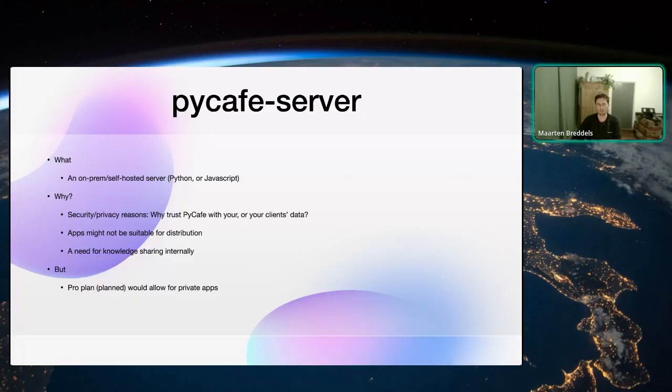You may question, why do people want this? So it's mostly for security or privacy reasons. Why would you trust PyCafe with your data or your client's data? Also, some apps might not be suitable for distribution, not exactly private, but doesn't make sense to go out in public. And there's also a need to have an internal knowledge sharing platform to share code snippets and projects. But I think a lot of this can also be covered by the pro plan.